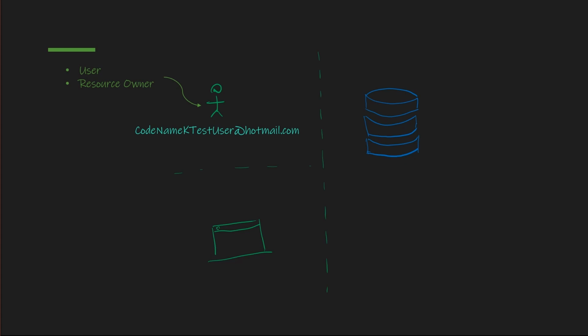A second important part is the client. In our case, it's the CodeNameK application that we're going to build. Then there is the resource server, like OneDrive in our case. There are other parties, like the authorization server or the authentication server, along with the service. I'm not going to distinguish them, just for simplicity. To us, it is OneDrive.